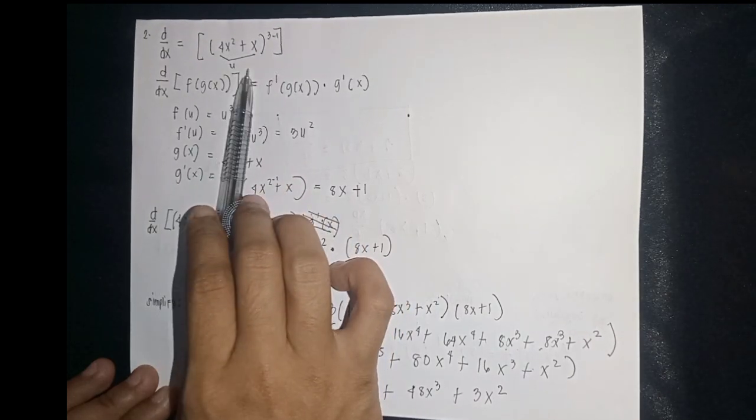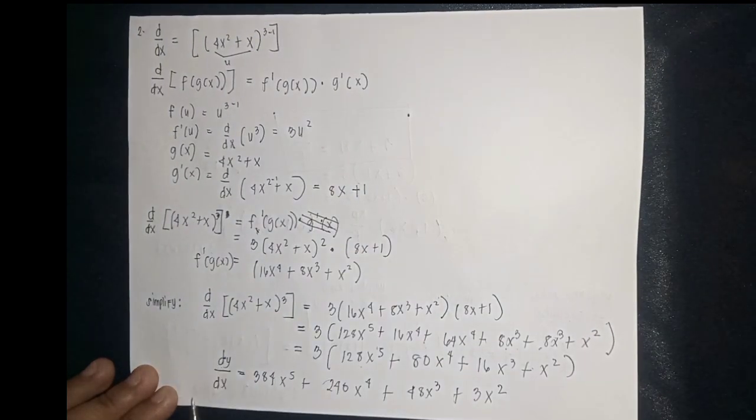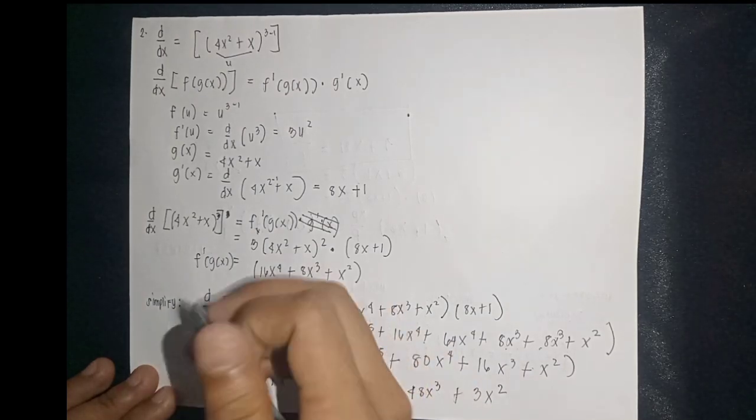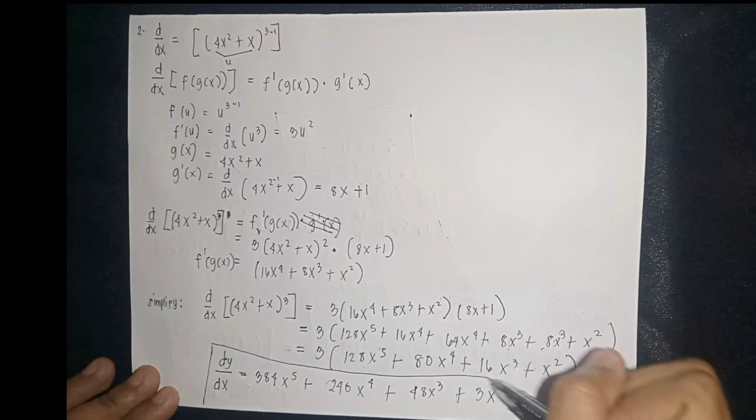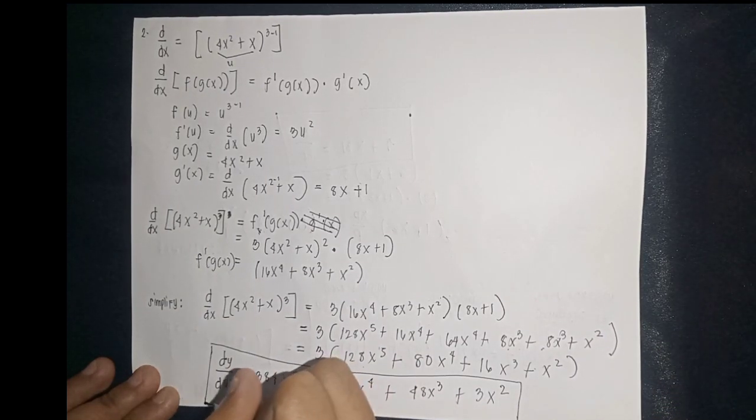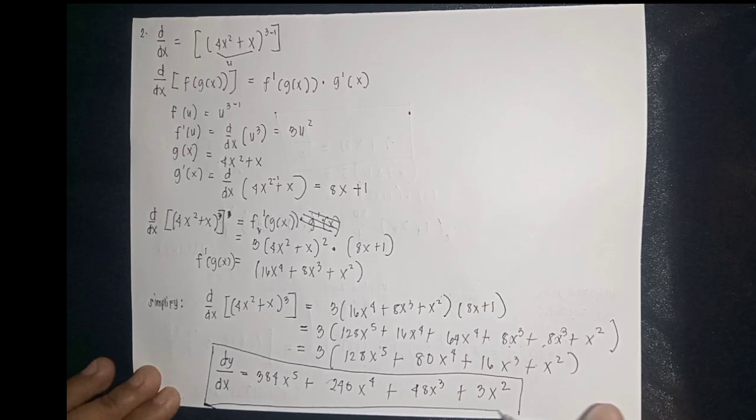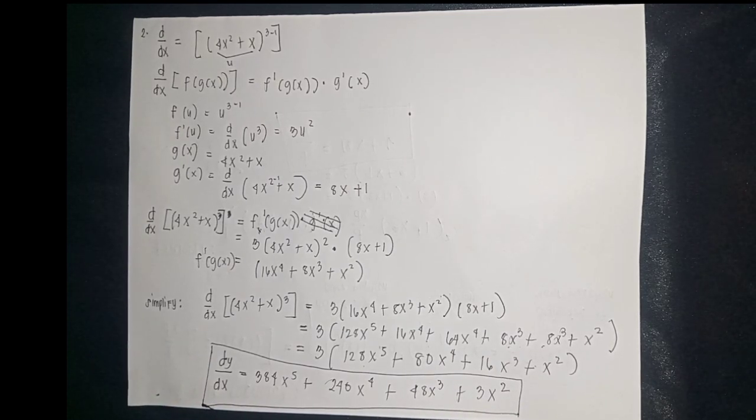So while differentiating this function, we have the answer, which is the derivative of y with respect to x is equal to 384x raised to 5 plus 240x raised to 4 plus 48x cubed plus 3x squared. That is our final answer.